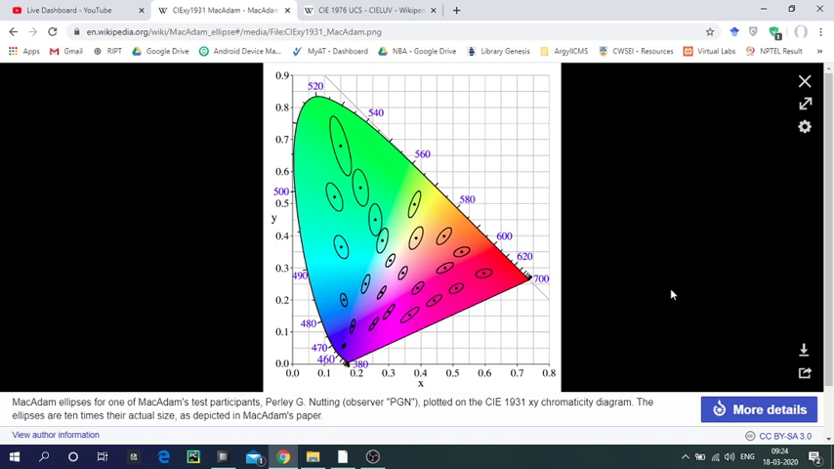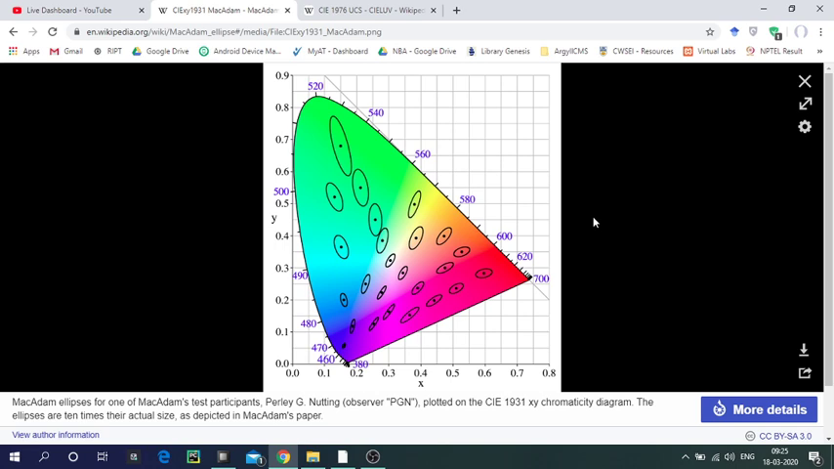So take a look at the picture that is in front of you. This is once again taken from Wikipedia. You can take a look while visualizing this entire picture at your own time. This is essentially a CIE YXY chromaticity coordinate system.